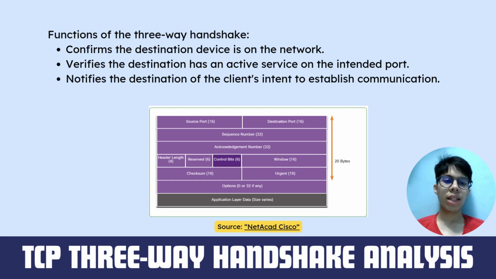To understand the three-way handshake, its function is, first, to confirm the destination device is on the network; second, to verify the destination has an active service on the intended port; and last, to notify the destination of the client's intent to establish communication.